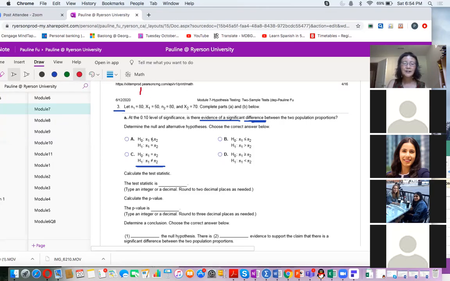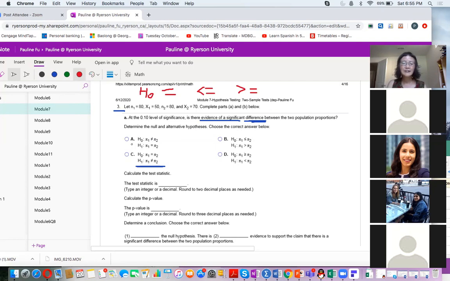So what symbols can H0 use? H0 can use equal sign, that's fine. H0 can use smaller or equal, it is okay. Or H0 uses greater or equal. But H0 will never use not equal. Okay. That's why A is wrong.